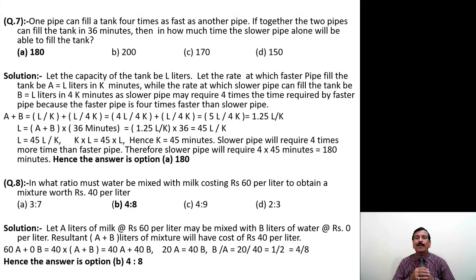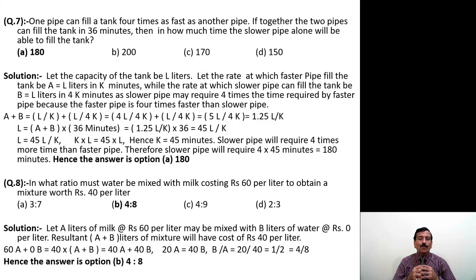One pipe can fill a tank 4 times faster than another pipe. So again assume L be the total liters capacity of the tank, and A is one pipe and B is the other pipe. A is faster and B will take 4 times the time than A. We simplify, we make the equations, and we get the answer 180.